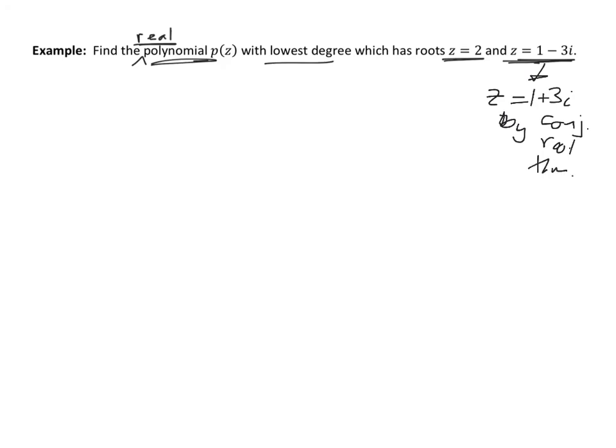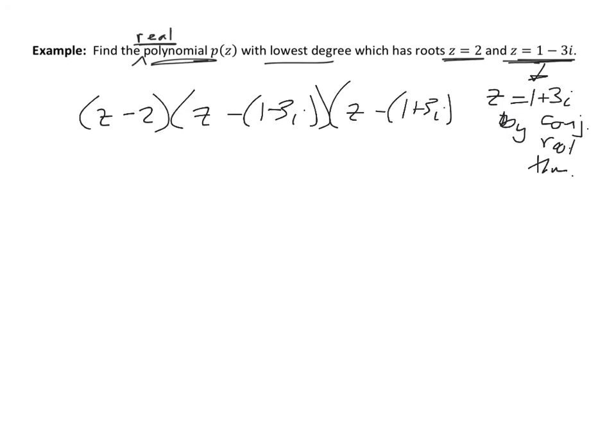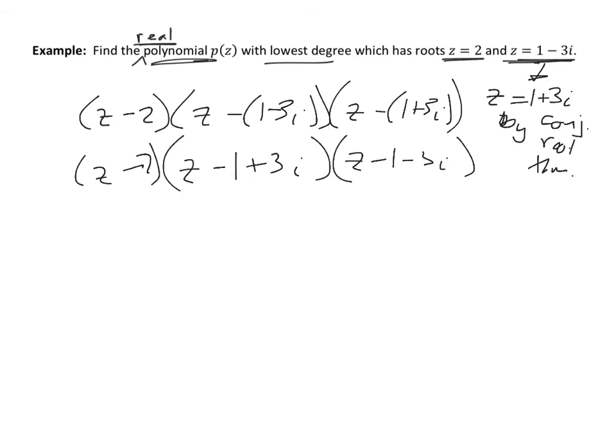Okay? And so because of that, we know that we can write these things all as factors. z equals 2 is going to give us z minus 2. This next one is going to give me z minus 1 minus 3i. And then I also have the one for its conjugate pair, 1 plus 3i. So I'm going to focus on these two complex ones first. This is z minus 1 plus 3i, and z minus 1 minus 3i. And I still have this z minus 2. I'm going to deal with that later.